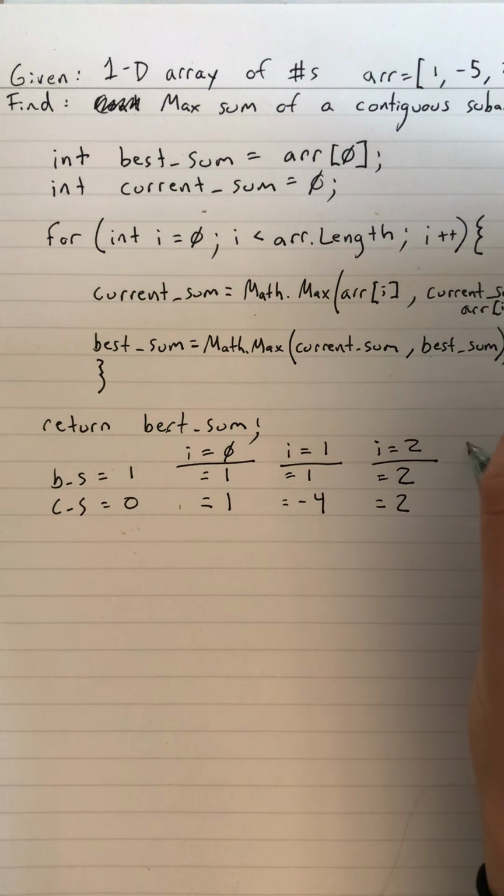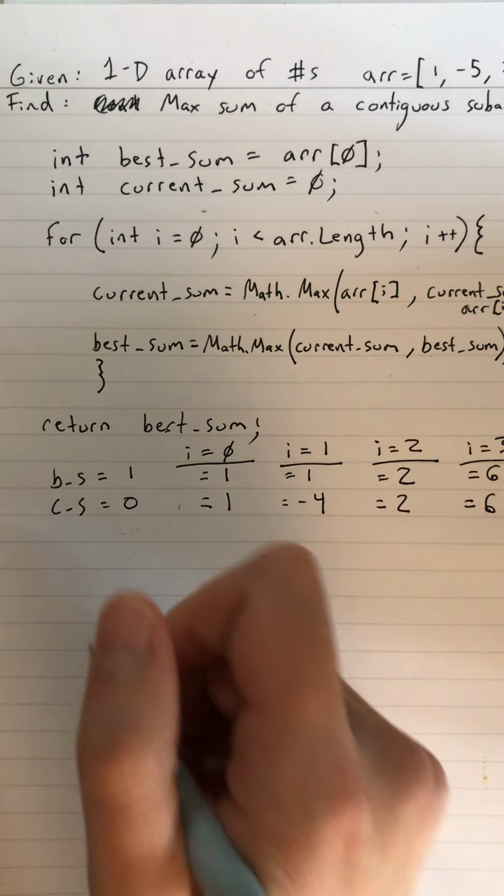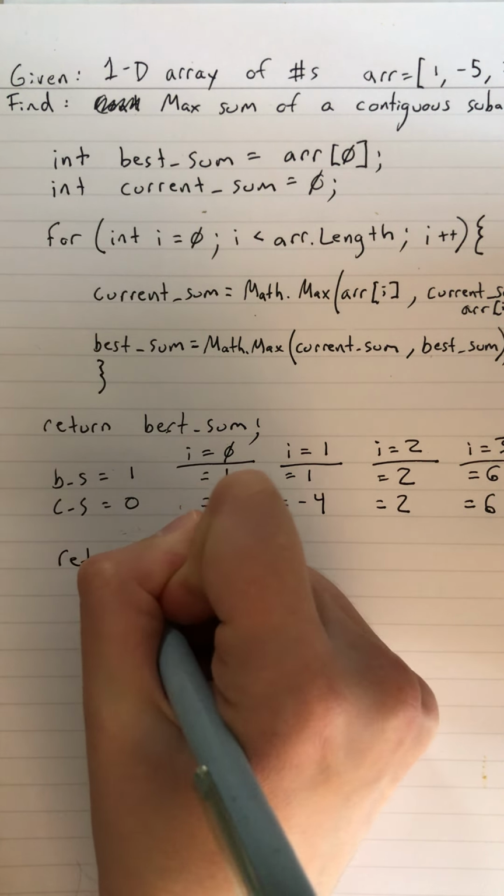Now, moving on to I equals 3. Current sum is the max between the ith element, 4, and the current sum plus the ith element, which is 2 plus 4, which is 6. The max between those is 6. Current sum is assigned the value 6. So for best sum, we check what's the max between the current sum and the best sum. What's the max between 6 and 2? The max between that is 6. Therefore, since we're done iterating through this array, we'll return 6.